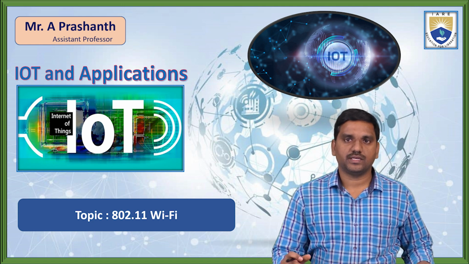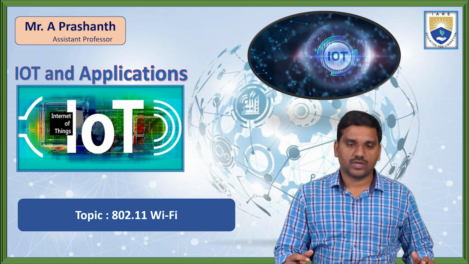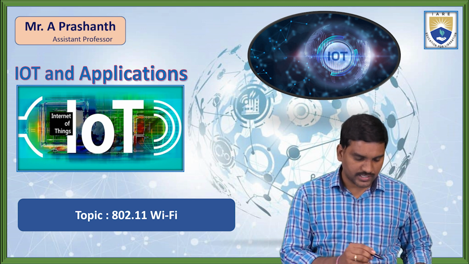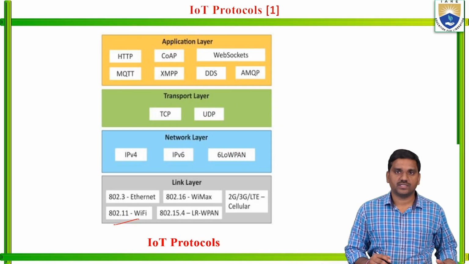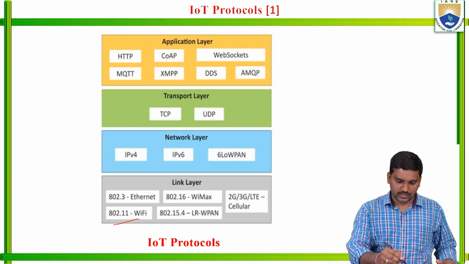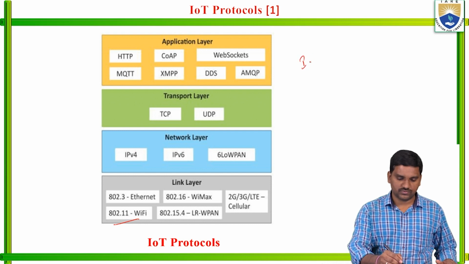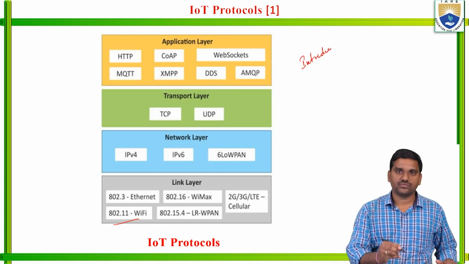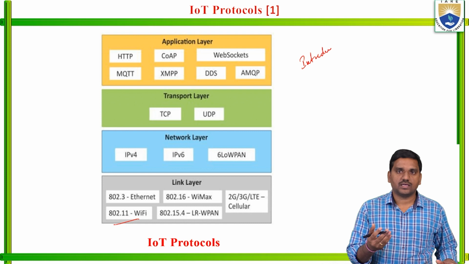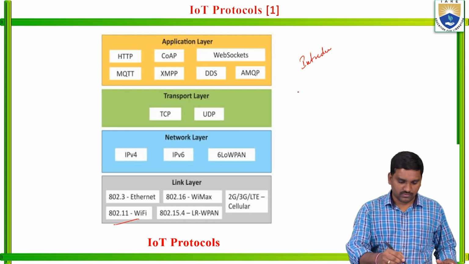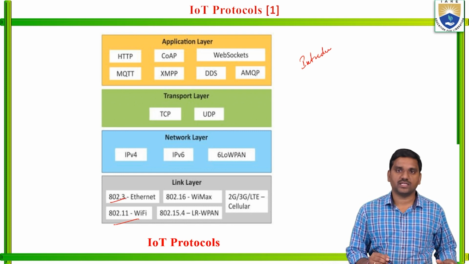Now I am going to explain the second protocol, IEEE 802.11 Wi-Fi. In the last two sessions we discussed the introduction of IoT, along with some applications, advantages, disadvantages, and challenges faced with IoT devices. In the last one, we discussed the first protocol, that is the 802.3 Ethernet protocol.